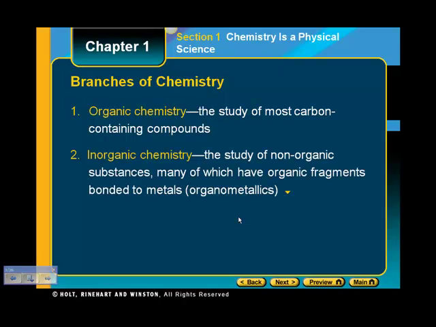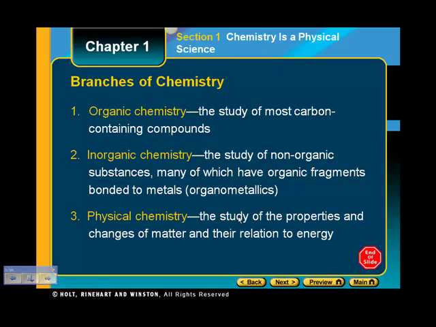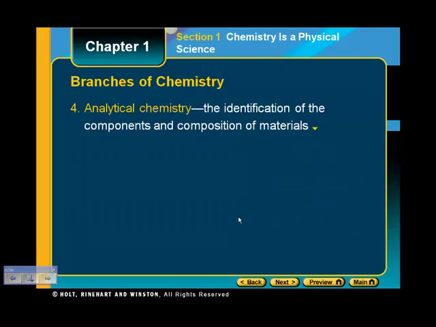Inorganic chemistry is the study of non-organic substances. So this has a lot to do with things like metals, metallurgy, and engineering, and physical chemistry. Okay. Physical chemistry is the study of the properties and changes of matter and how that relates to the energy associated with those changes. Okay. Analytical chemistry, when you have some unknown material and you are trying to identify what it is, its properties, the qualities that it has, that would be considered analytical chemistry.